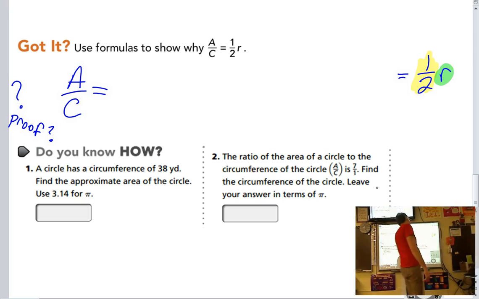Does anybody think they have an idea of what we could substitute in here?